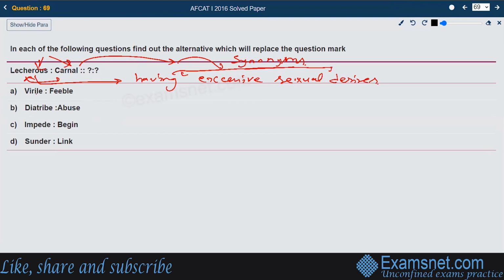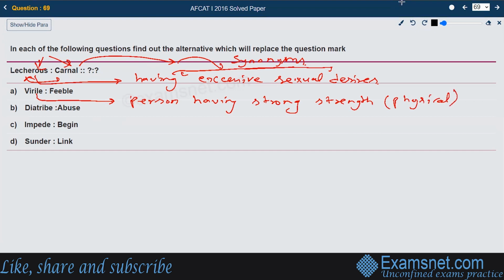If you see the words, the first word is virile. The word virile means a person having strong physical strength. A person who has strong physical strength is referred to as virile. What does the word feeble mean? Feeble means lack of that. A person having a lack of strength is what feeble means. So they seem to be opposite of each other. So this cannot be the right answer. We are supposed to find the synonyms.